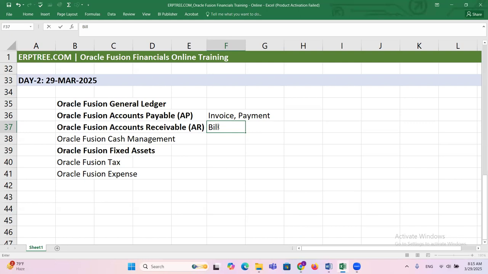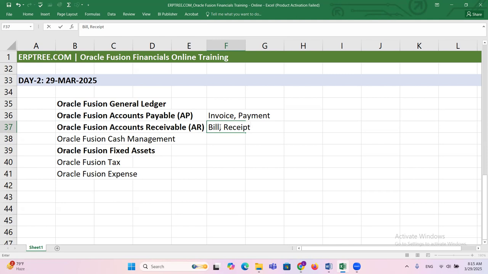By using the accounts receivable application, you can create the bill. That bill you can give to the customer. Whenever you receive the payment from the customer, you create a receipt, or you can say customer payment.